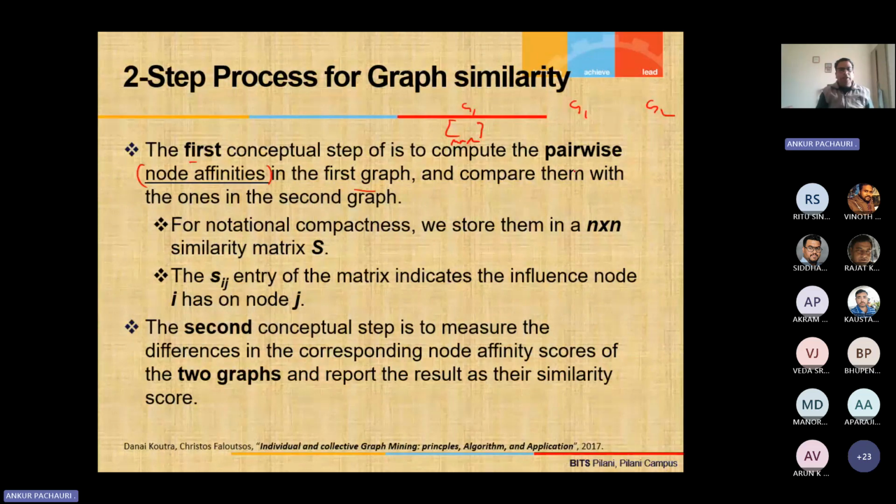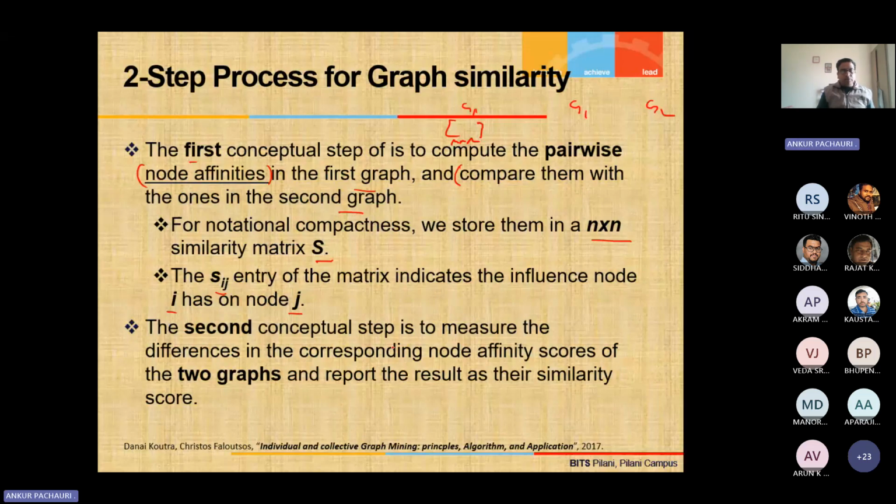We compute the pairwise node affinities in the first graph, and then compare them with the ones in the second graph. First, how similar those nodes are within the same graph, and then we compare them with respect to every node of the second graph as well. For compactness, we store them in an n cross n matrix, which will be S. Any entry Sij of the matrix indicates the influence node i has on node j.